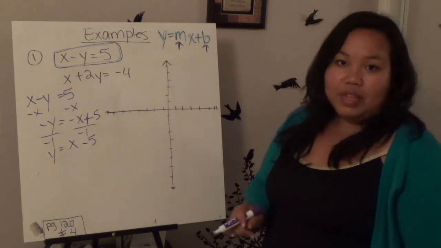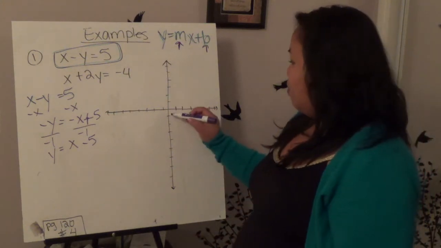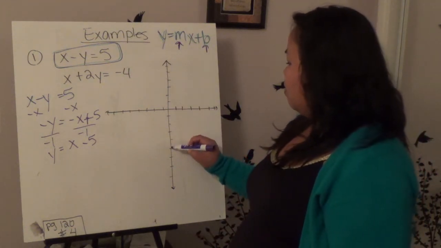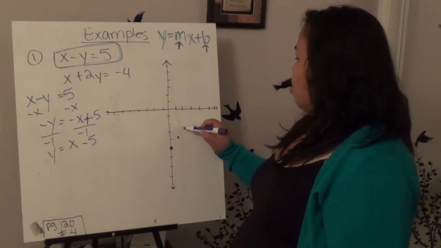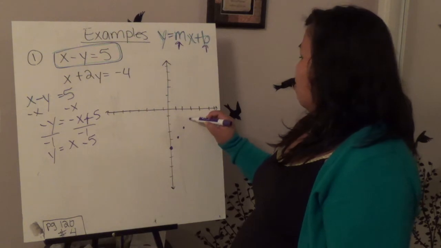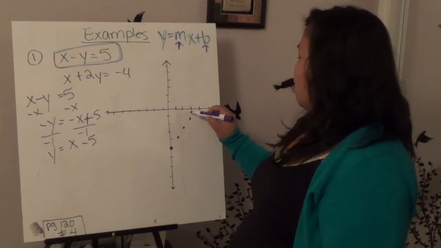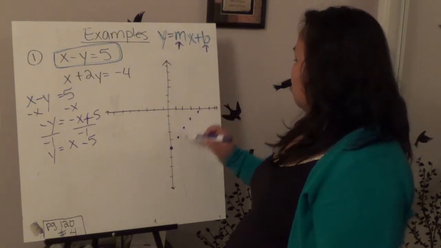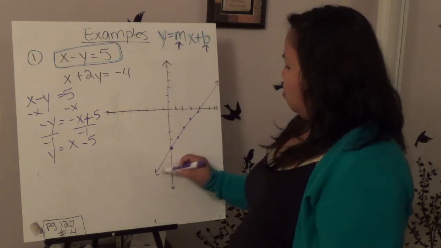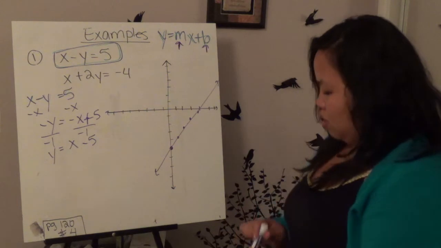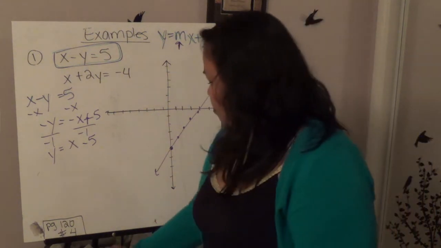So, how do I graph this? Well, I'm going to start with negative 5. 1, 2, 3, 4, 5. And I'm going to go up 1 over 1. Up 1 over 1, up 1 over 1. Okay? Try the next one.